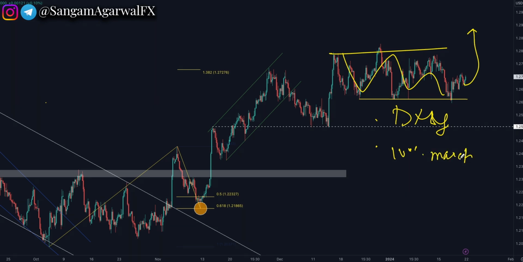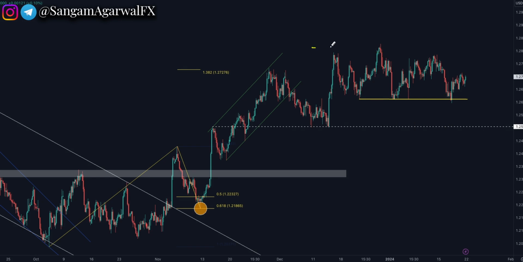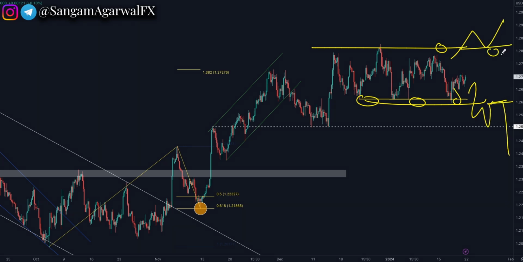While all the FOMC members are saying against that, for this range to break out, we need the Fed to forecast 6 rate cuts, up from the 3 they said in December. If they stay with their 3 rate cut forecast, then this range will not break out upside. So trade it as a sideways range, follow horizontal support and resistance. If the range breaks out, then you will sell on retest, but till then this is a sideways range.